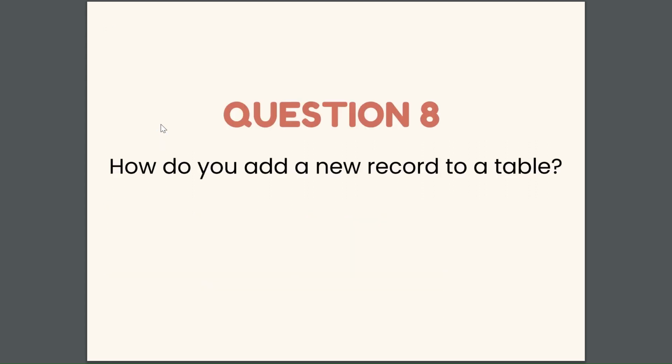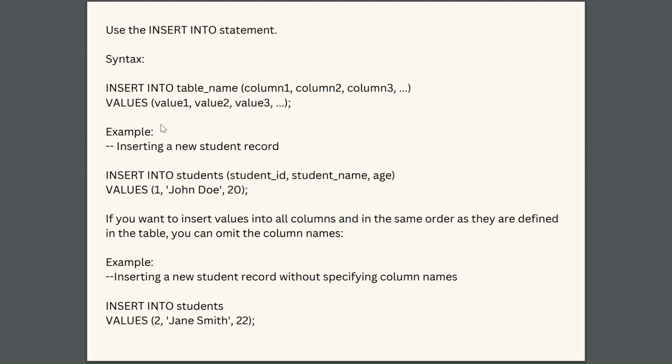Now moving on to the eighth question. How do you add a new record to a table? In order to add a new record to a table, we will use the insert into statement, and the basic syntax is insert into, and next we specify the table name and the column names where we want to input the records, and after that we specify values, and inside parentheses we specify each value for the columns specified in the above clause. And if you want to insert values into all columns and in the same order as they are defined in the table, you can omit the column names.